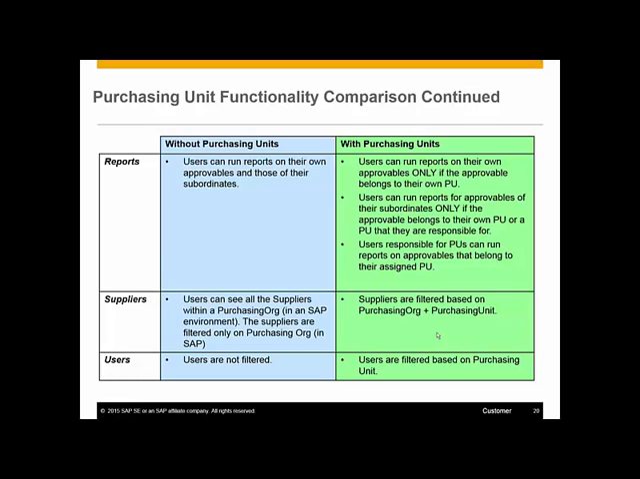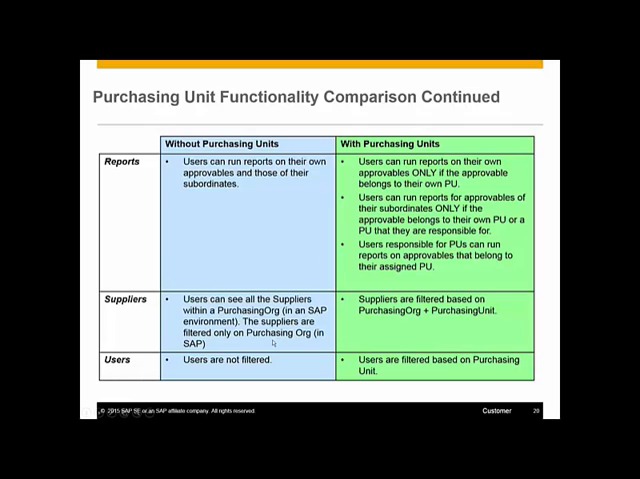Reporting. Reporting works very similar to searching. By default, without purchasing units, you can run a report on your own items and those of your subordinates. If we have purchasing units established, just like with searching, you can only run reports if the item belongs to your own purchasing unit. Regarding your subordinates' items, you can only run reports for those if they belong to purchasing units you are responsible for. So again, you're limited in the same way as with searching.